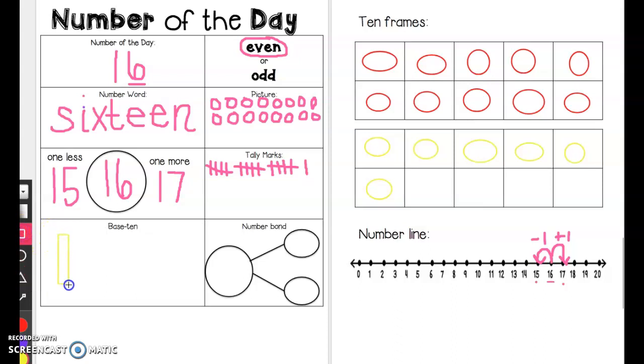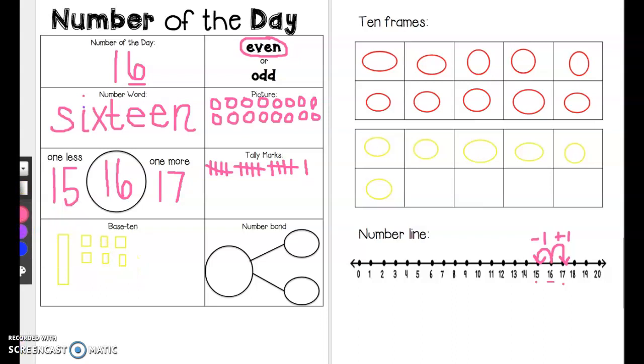1 tens rod, and how many ones cubes? 1, 2, 3, 4, 5, 6. So I can put 10 in my head. 10, 11, 12, 13, 14, 15, 16.